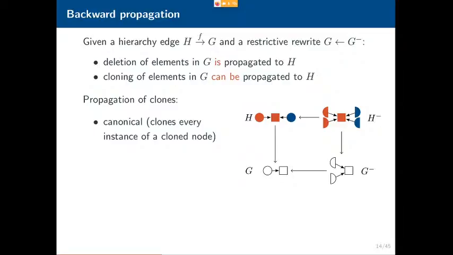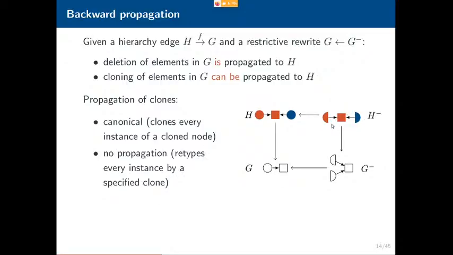Now, if we clone elements in G, we have some freedom of choice, so we can implement multiple scenarios of backward propagation. First such scenario we call a canonical propagation, and in this scenario we clone every instance of a cloned type. So in this example on the right, I take graph G and I select a circular node and I clone it into two semicircles. And then as a result of my canonical backward propagation, I clone each instance of a circle. So I produce two semicircles for orange and two semicircles for blue circle.